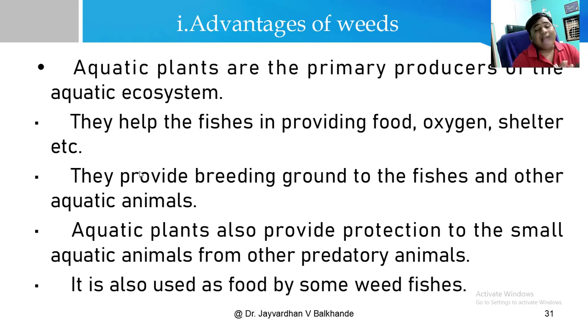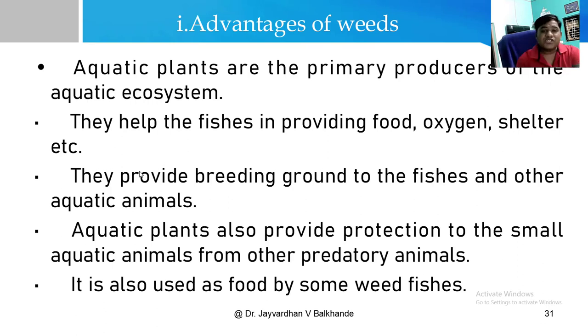Number one, aquatic plants are the primary producers of the aquatic ecosystem. We know the role of the producer in the ecosystem. If they are not present, then the whole ecosystem collapses. So these aquatic plants, the primary producers of the aquatic ecosystem, help the fishes by providing food, oxygen, shelter, etc.